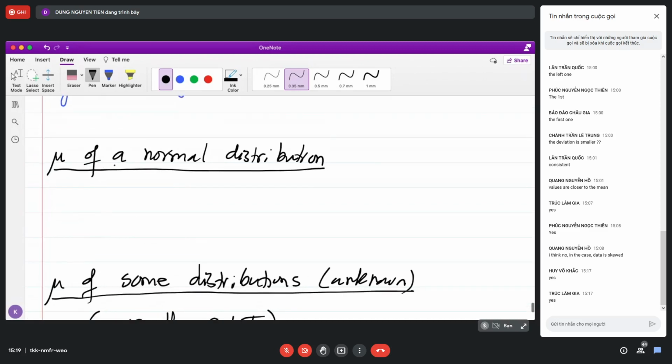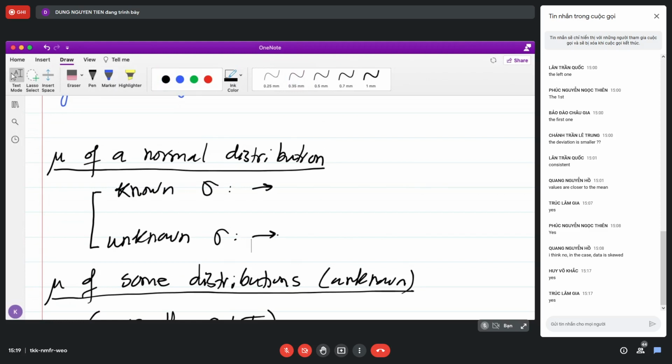If mu is the mean value of a normal distribution, then there are two cases here. You know the population variance, or you don't know it. If you know the population variance, you have some formula for the error. If you don't know it, there is another formula for that.